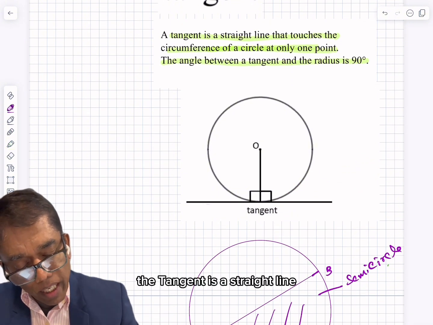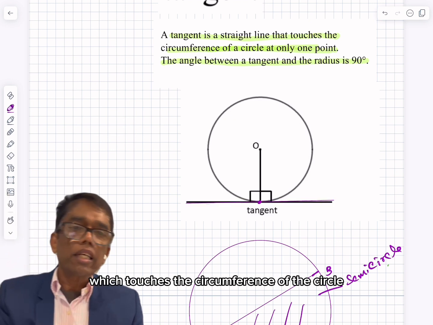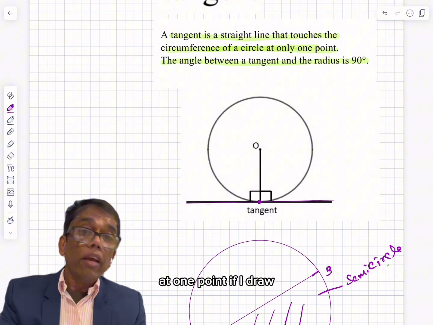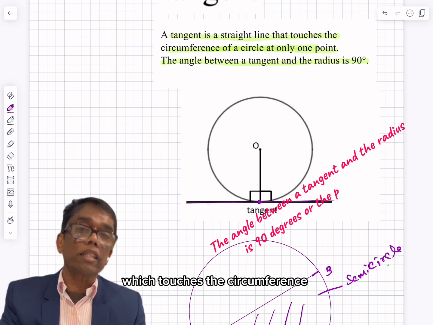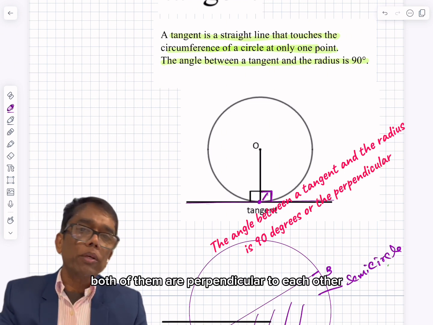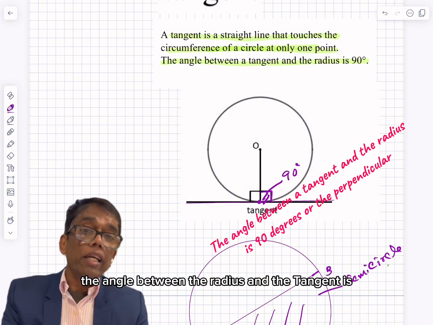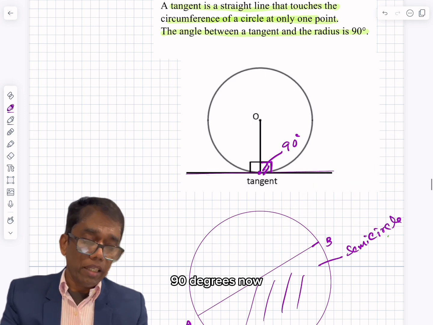Here, the tangent is a straight line which touches the circumference of the circle at one point. If we draw a radius to the point at which it touches the circumference, both of them are perpendicular to each other. That means the angle between the radius and the tangent is 90 degrees.